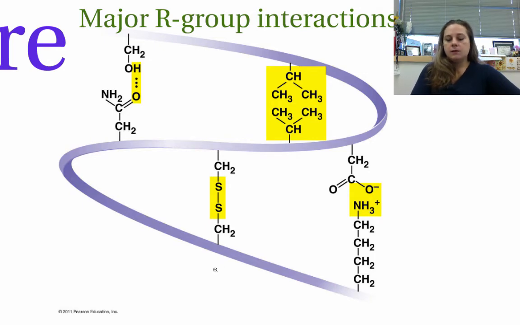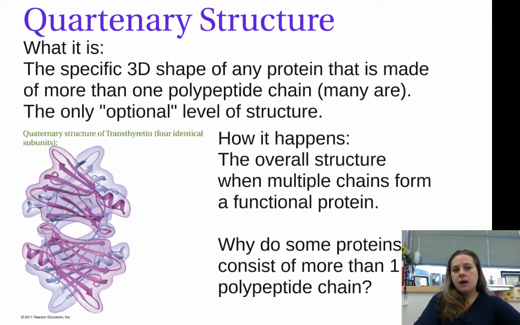Okay, and so on. And then some have quaternary structures, specific 3D shapes that are made when more than one polypeptide chain come into contact with each other. It's optional. It doesn't happen all the time. Transthyretin has this as well, 4 identical subunits that link together to create that very unique protein. Okay, so again, we have hydrogen bonding. Again, we have disulfide bridges that are formed.